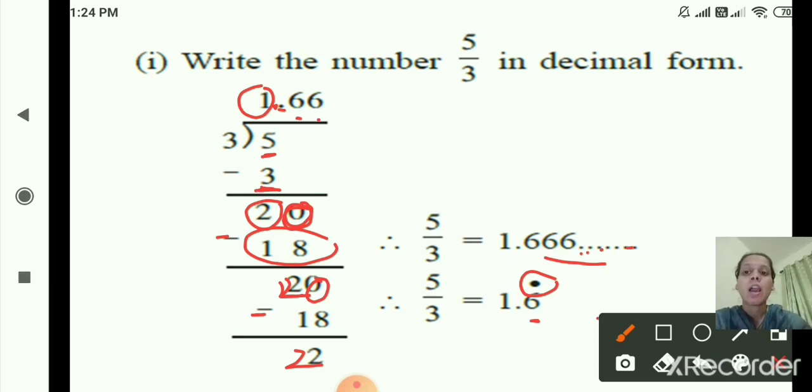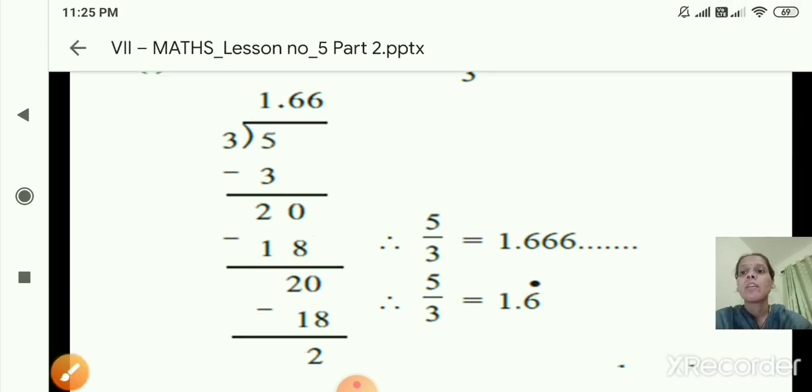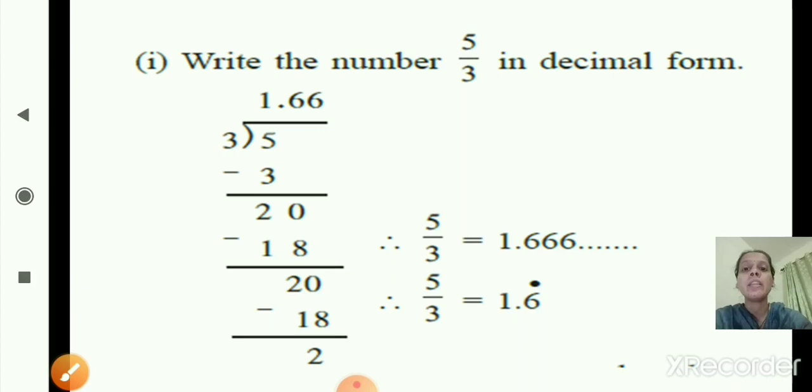After the decimal point on the right side, this number 6 is continuously repeating, because of that only we have put this dot on this 6. So this is how we have converted this rational number into decimal form. Once again we will see.